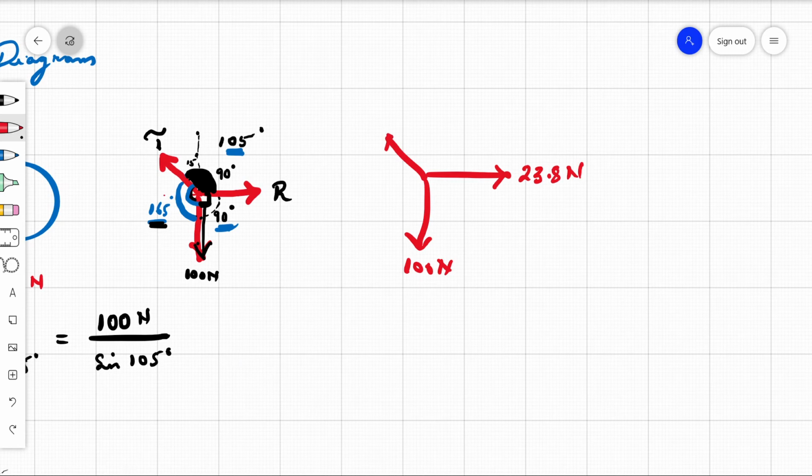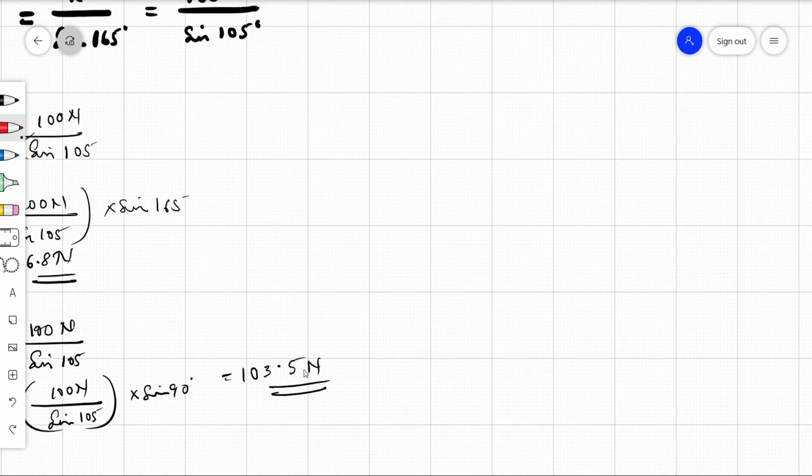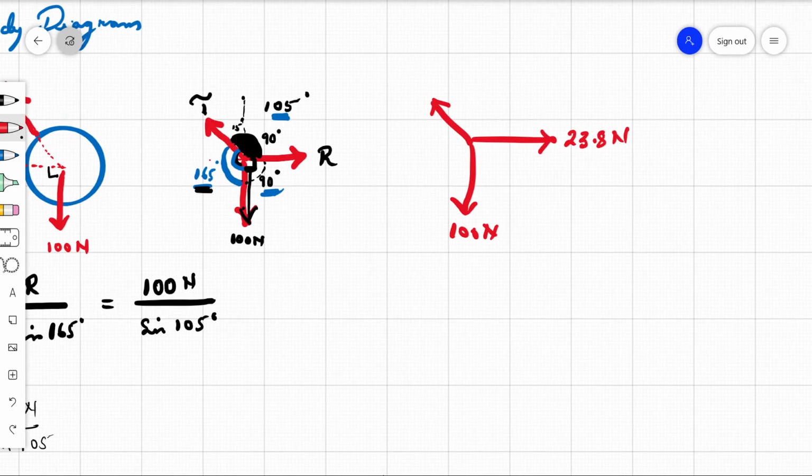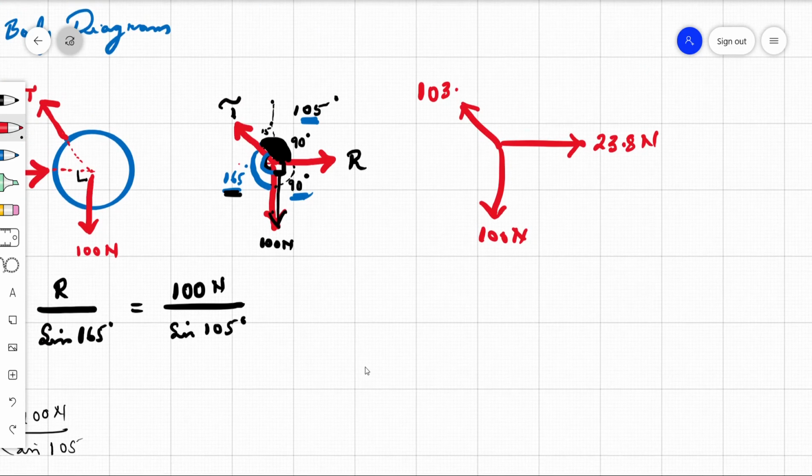And the last force was the tension force. The tension force is 103.5 Newton. What do you understand is 103 point, how much? 5.